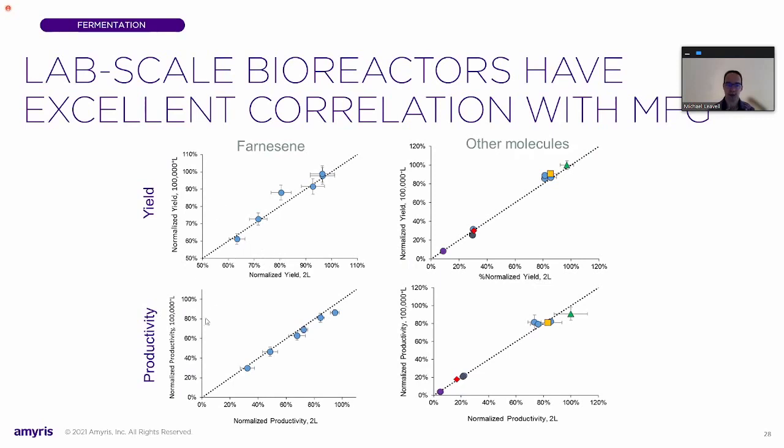And similarly, on the bottom on the left side is the productivity and how well that matches between the two scales. On the right-hand side, you'll also see that we have 8 other molecules and how well that yield and productivity matches for those 8 other products. And again, this is not only through the investment in the platform, but also through our vast experience now that we've built up over the years.